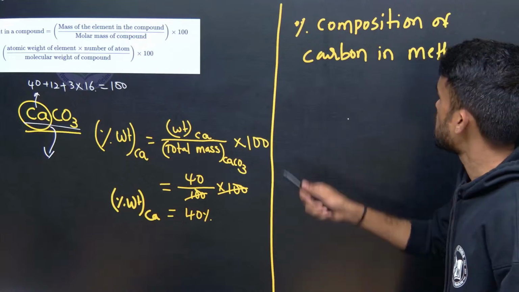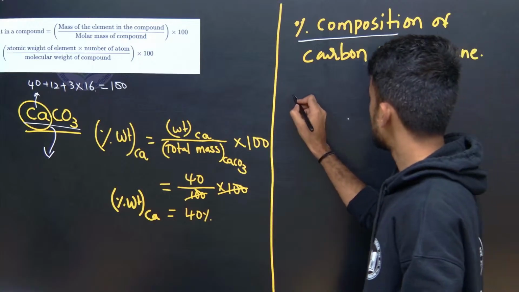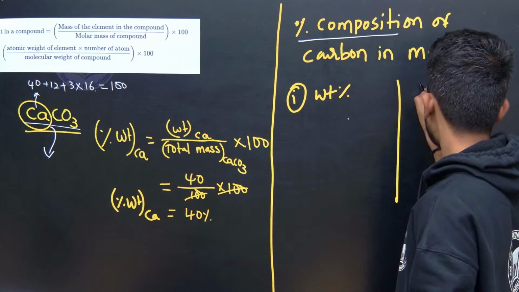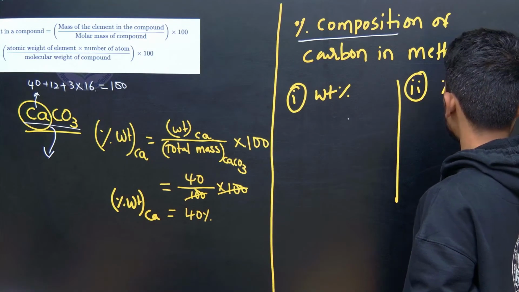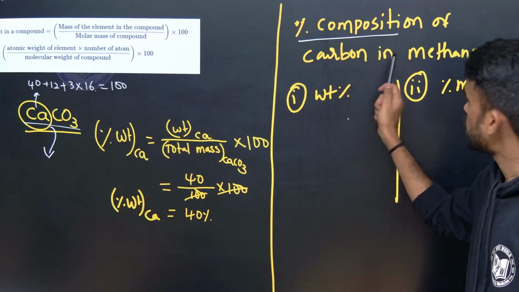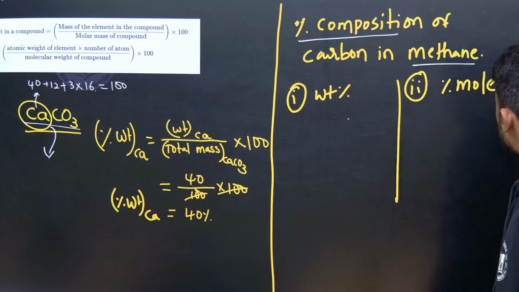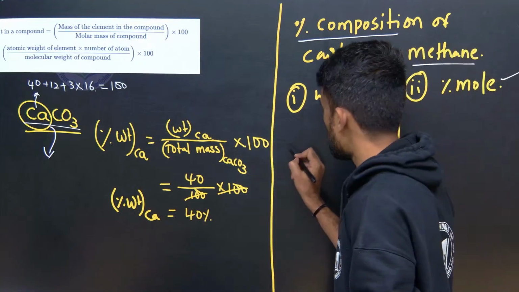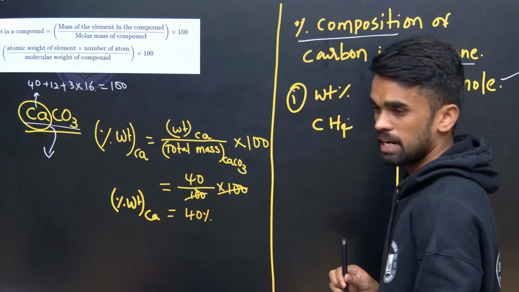Okay, so these percentage composition questions can be asked in two types. One is weight percentage, and the second one is mole percentage. Based on the same question, for methane only, they have given a question in JEE Mains once about mole percentage. Now how will the question be? Let us say they ask the weight percentage of methane.